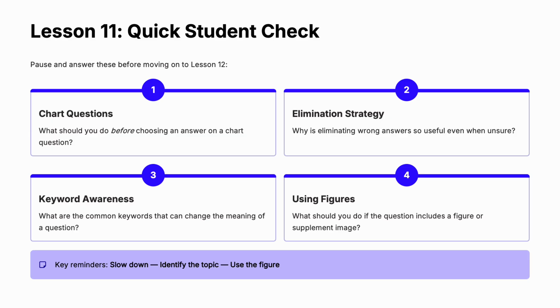Question 2. Why is eliminating wrong answers so useful even when you're unsure of the correct one? Question 3. What are the common keywords that can change the meaning of a question? And question 4. What should you do if the question includes a figure or supplement image? Here are your key reminders to carry forward. Slow down, identify the topic, and use the figure. Those 3 habits alone will fix the majority of test mistakes students make.